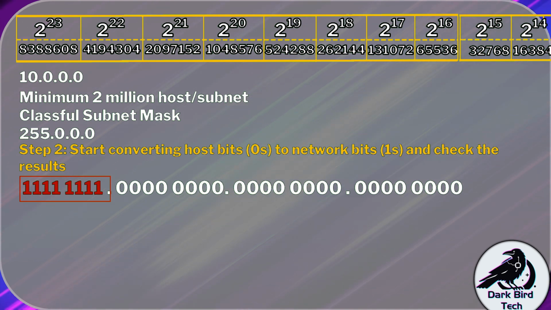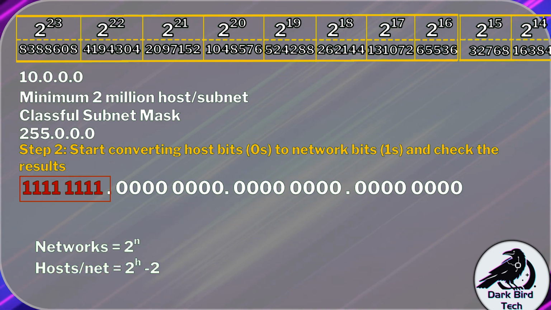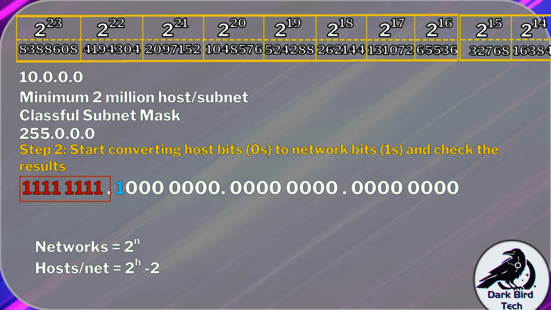And now we can start converting host bits, or zeros, to network bits, or binary 1s, and we can check the results with our helpful little formula. So let's try the first one. If I convert the first host bit to a network bit, that gives me 1 new network bit, and the remaining 23 are host bits.